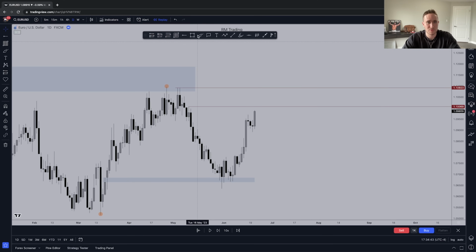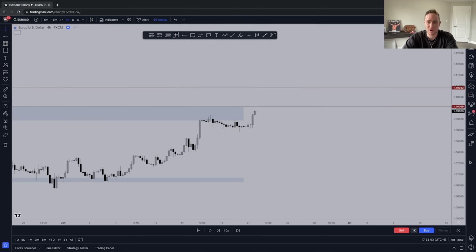Now, this was an order block that I was talking about with the community, the RM trading community. If you're interested, just click the link below. This is an area we were looking at potential sells from, and the reason why is because this area was in a premium of this leg from this high down to this low. And this was an unmitigated order block on the 4-hour time frame as well.